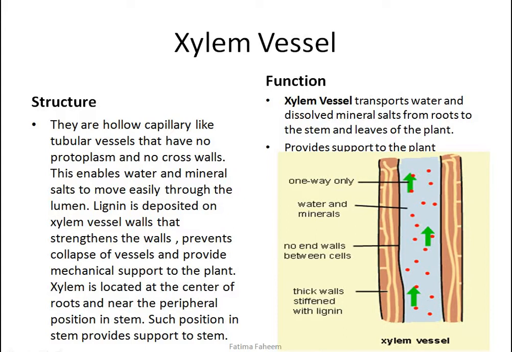This xylem vessel is actually responsible for the transportation of water from root hair cell to the upper parts of the plant, for instance stem and leaves. When the water is moving from roots to the upper parts, the xylem vessel facilitates this transportation by preventing any hindrance or obstruction. Water is moving without any obstruction in a continuous flow. They are hollow capillary-like tubular vessels that have no protoplasm and no cross wall.